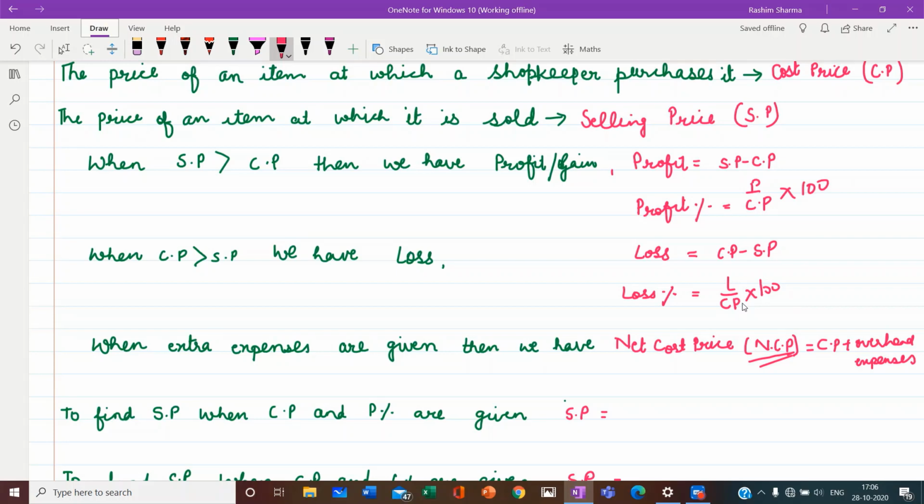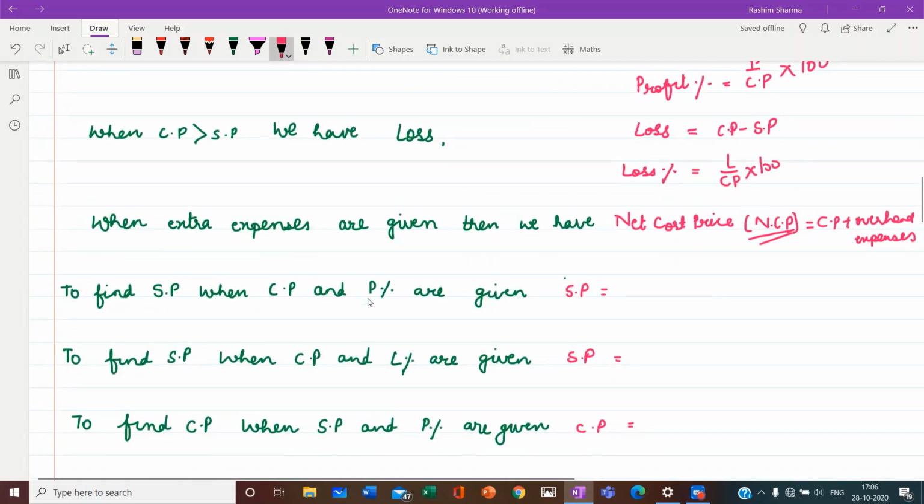Okay, next we have a few formulas for when we have to find SP. What are we given for that? You will be given CP and profit percent. Then what will be the formula of SP? SP will be equal to (100 plus profit percent) upon 100 into CP. So when profit percent and CP are given, we find SP by using this formula.